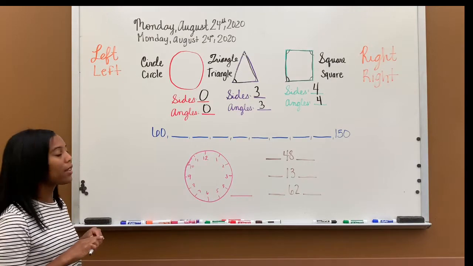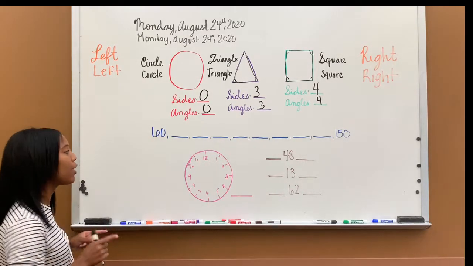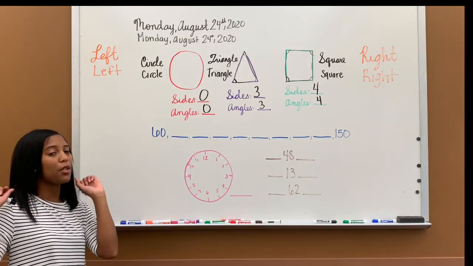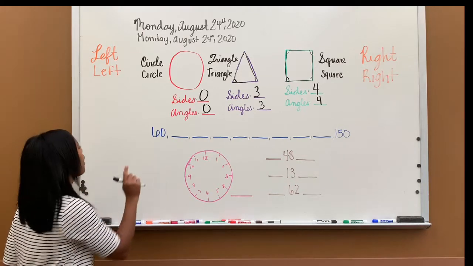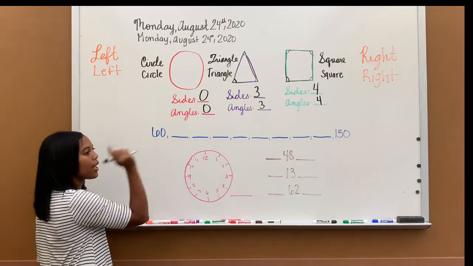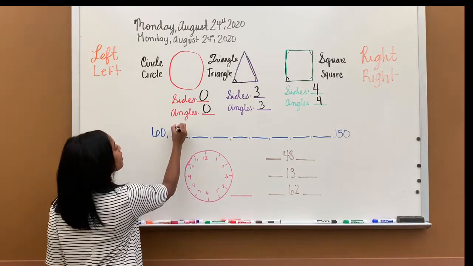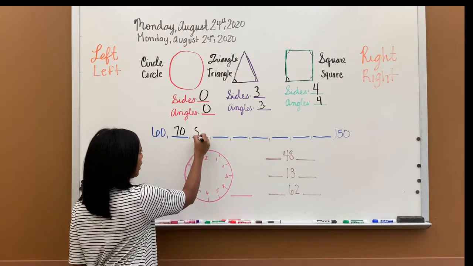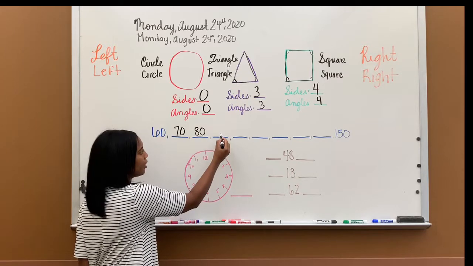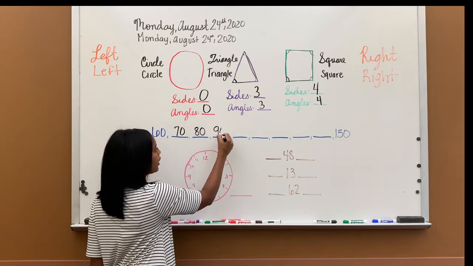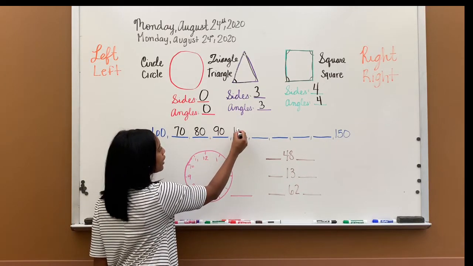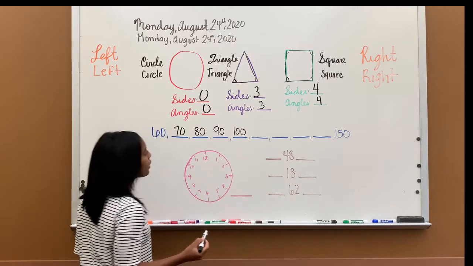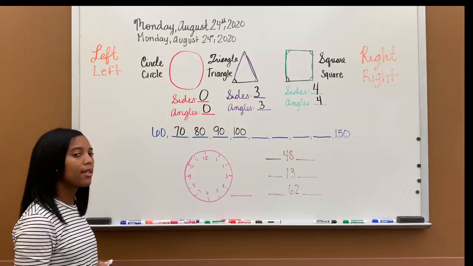I'm going to write them, but I want you to say it as I go, okay? We're counting by tens. That means we're skipping 10 numbers. I'm going to start at 60, and then I'll say 70, then 80, 90, 100. Remember, last week we learned how to count by tens in the hundreds.